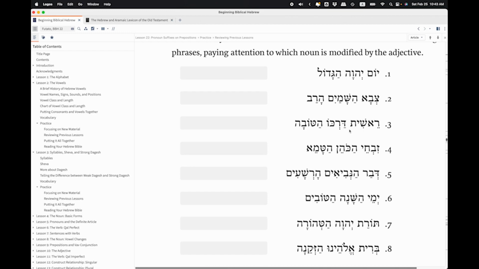Number three, reshit darko ha-tova. So reshit is going to be beginning, and then darko is going to be his path or his way. Reshit darko, these are both nouns. Since these are both nouns, they're probably in a construct relationship, beginning of his path or his way, ha tova. So here we have to figure out what tova is modifying. Is it modifying reshit or darko?